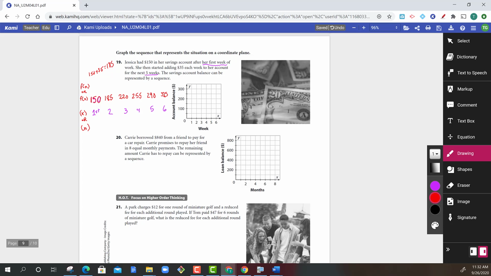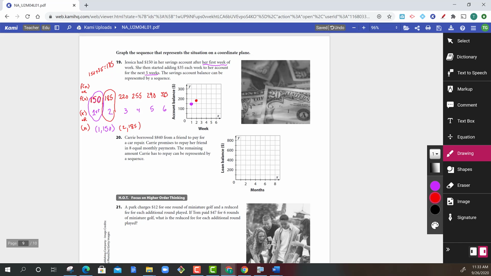So to graph this, we are simply going to graph first. This first point is 150. So we're going right 1 because that's after the first week, and we're going up to 150. So that's that first point. We're going to do the same thing for the next point, which is after the second week. She's got $185, so we're going to go over to 2 weeks, and we're going to go up to 185, which would be somewhere halfway in between 150 and 200, basically, a little over halfway, and graph that point.